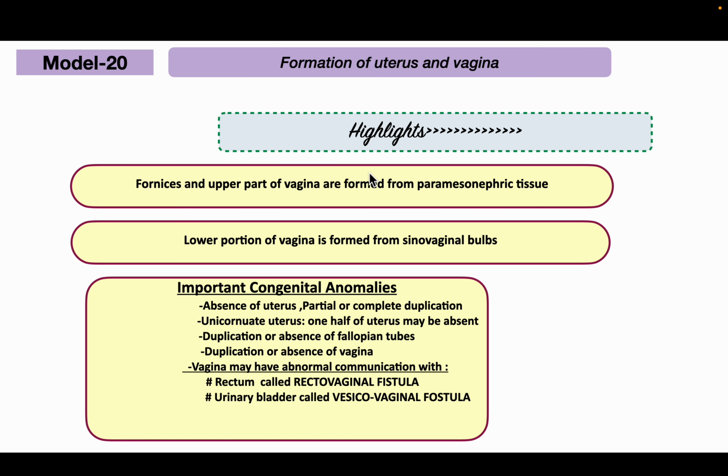Now the basic highlights of this model are that the fornices and upper part of the vagina are formed from the paramesonephric duct. The lower portion of the vagina is formed from the sinovaginal bulb. Then important congenital anomalies of the uterus and vagina are shown, that is absence, unicornuate uterus, duplication and absence of fallopian tube, duplication or absence of vagina. The vagina may have abnormal communication with the rectum, then it is called rectovaginal fistula. If the urinary bladder has a communication with the vagina, it is called vesicovaginal fistula.